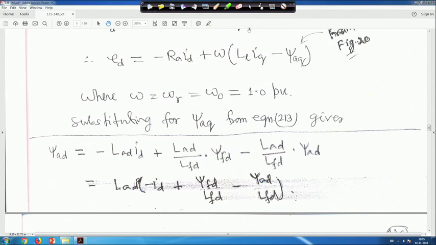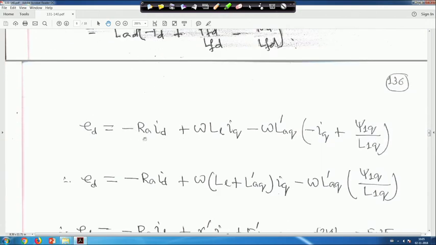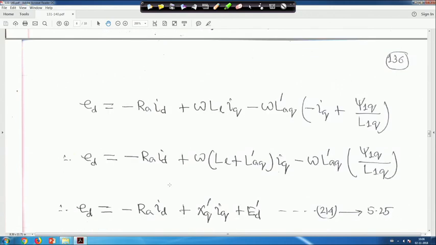So, go to next page, then you will see that ED will be equal to minus RAID plus omega LLIQ minus omega LAQ dash in bracket minus IQ plus psi 1Q upon L1Q, right. Or you will see ED is equal to minus RAID plus omega in bracket LL plus LAQ dash IQ minus omega LAQ dash in bracket psi 1Q upon L1Q. Or it can be written as minus RAID plus XQ dash IQ plus ED dash.